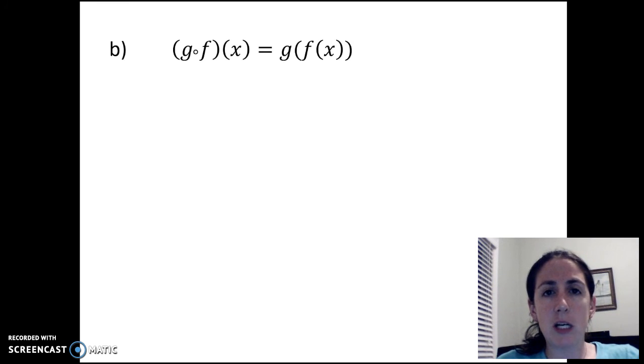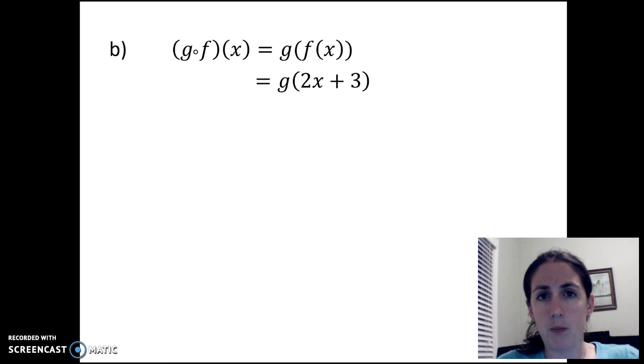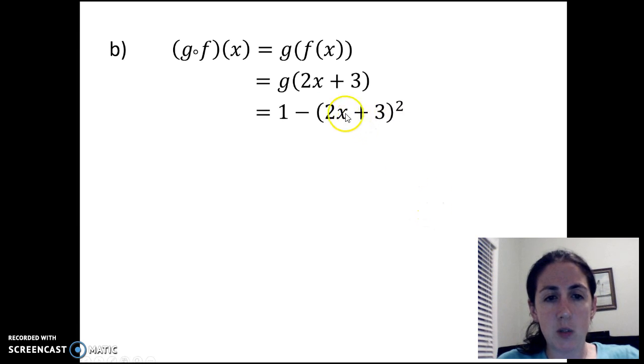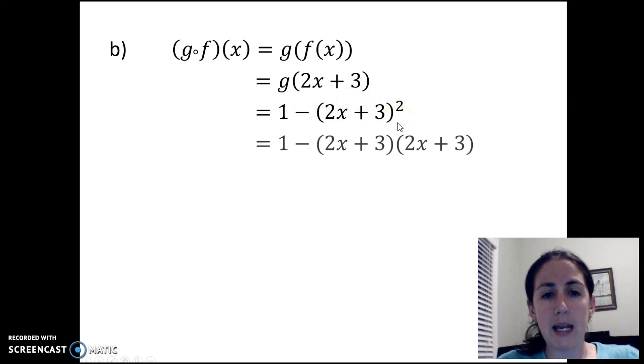That means into g we're going to put our entire f function, g of f of x. Remember before that f was 2x plus 3. So g takes 1 minus whatever's in the parentheses squared. 1 minus your input squared. Remember what I said about order of operations, we're going to need to distribute this out here. We're going to have to square this first before we subtract. So we will keep that in parentheses.